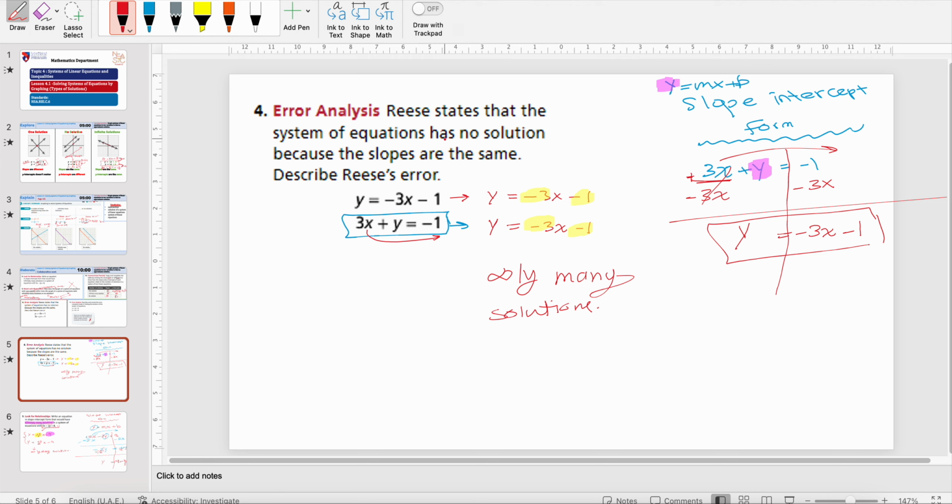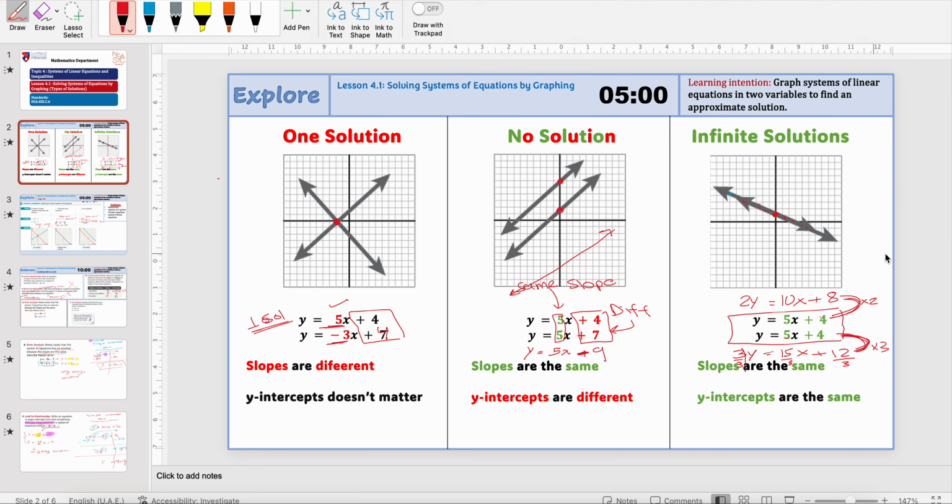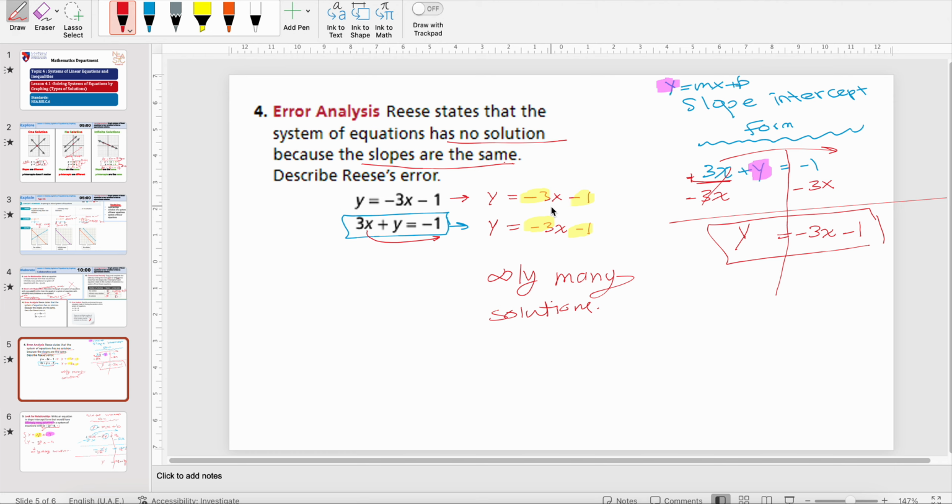So in this case, she said that it has no solution because the slopes are the same, sorry. But remember, if you have same slope, you must have different intercept in order to be no solution. But here, we had same slope and same intercept. So you have to pay attention to both in order to decide. She only decided that there is no solution because they have the same slope. And that's wrong. You have to look at the intercept.